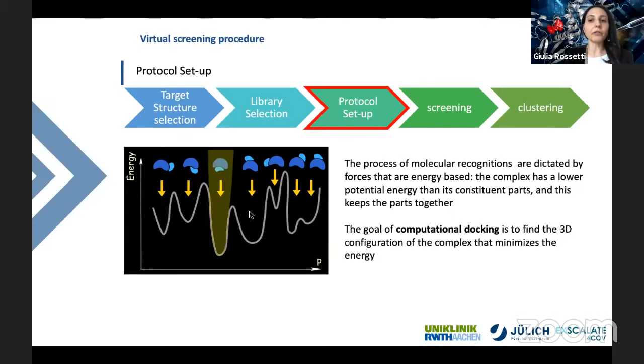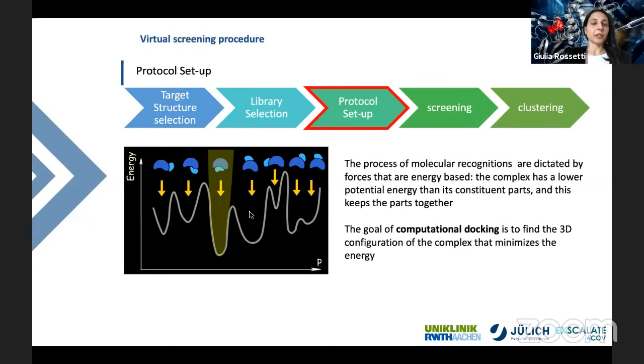And when you deal with a process of molecular recognition, usually this is dictated by energy-based forces. So essentially the complex that has lower potential energy than its constituent parts is the one that is more probable to find in vivo conditions. So the goal of computational docking is to find the three-dimensional configuration that minimizes the energy of this complex.